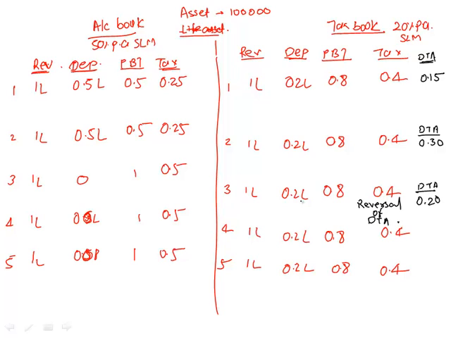Same story in year 4. That you were supposed to pay 0.5, you paid 0.4. Now DTA will become 0.1, and the last year DTA will become 0.0. Are we fine here?